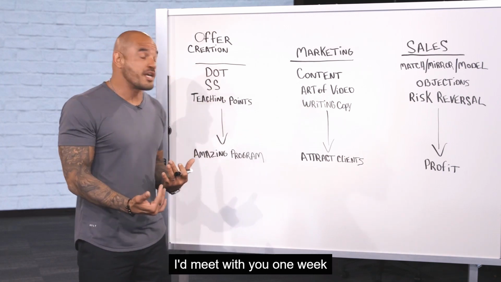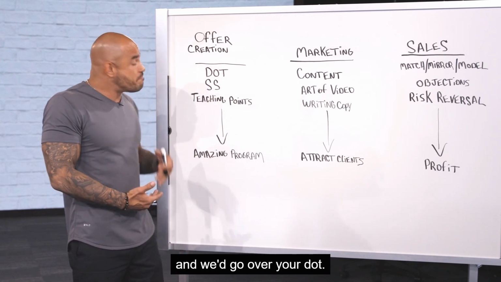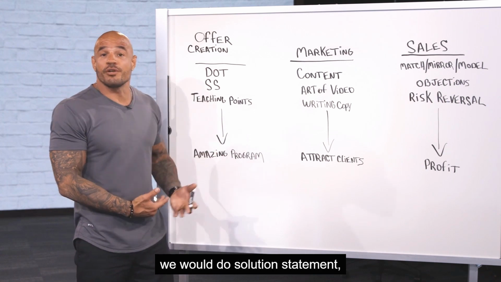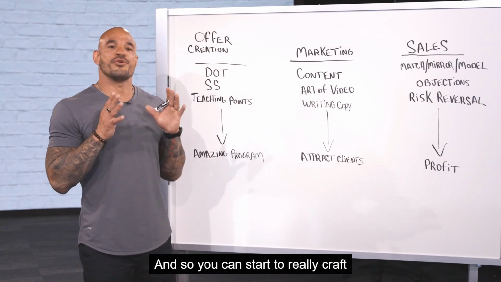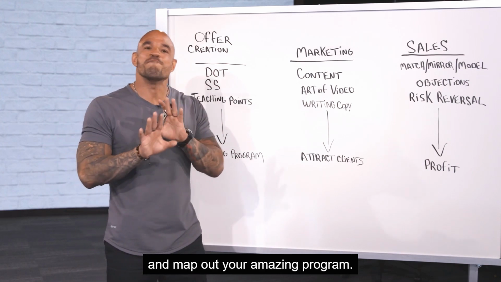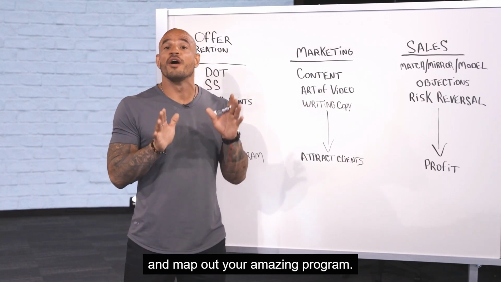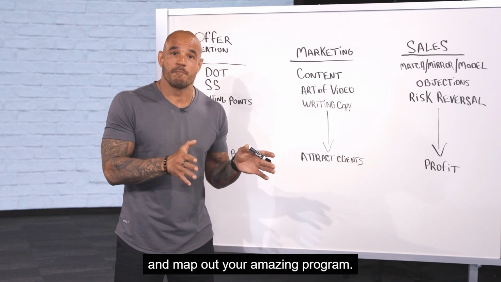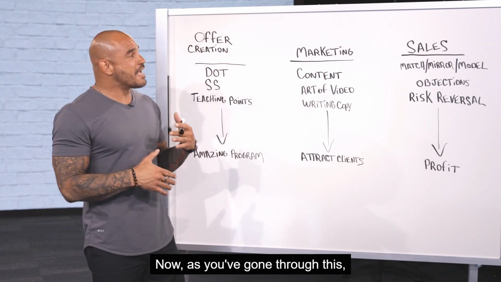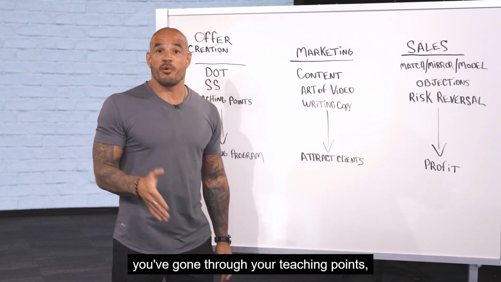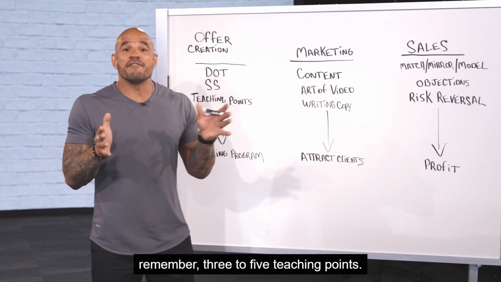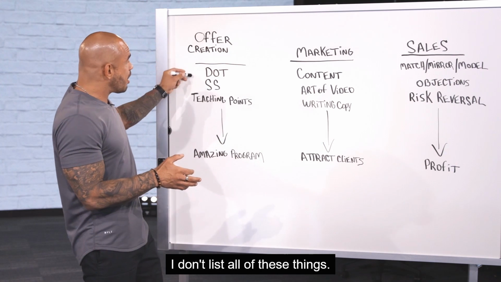If I was coaching you right now, one-on-one, these are the first things I would go through with you. I'd meet with you 1 week, and we'd go over your dot. I'd meet with you the next week. We would do solution statement, teaching points, and so on. And so you can start to really craft and map out your amazing program. Now, as you've gone through this, you've gone through your teaching points. Remember, 3 to 5 teaching points. I don't list all of these things.